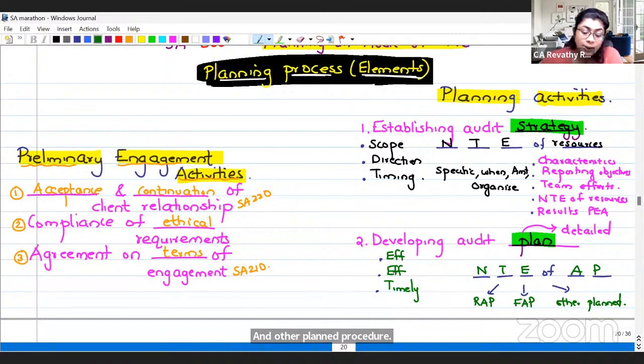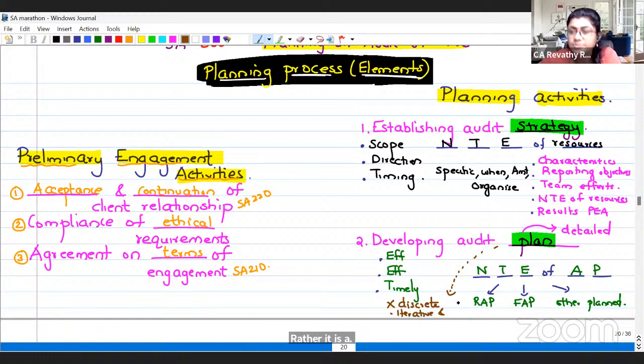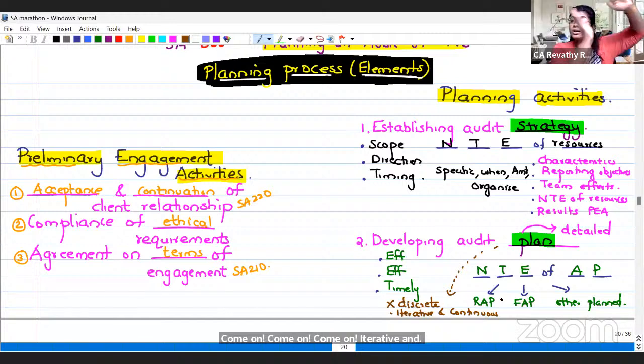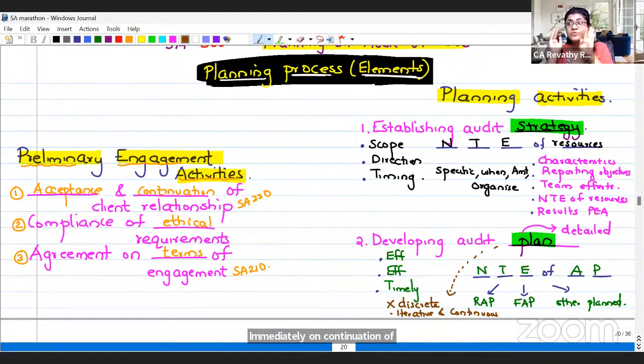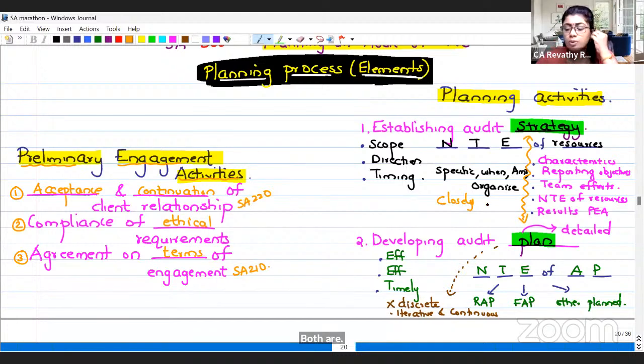Planning is not a discrete phase. Rather, it is an iterative and continuous process, which begins immediately on completion of the previous year audit and continues till completion of the current year audit. Now, is there any correlation between strategy and plan? Both are closely interrelated. Why? Change in one would result in change in the other.